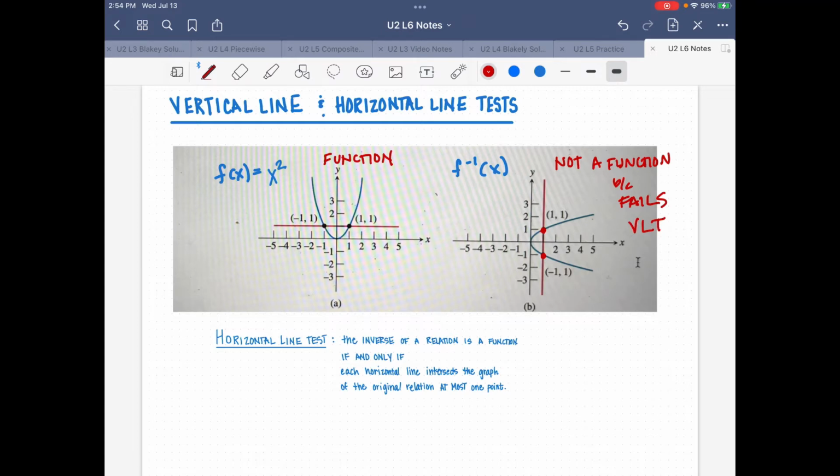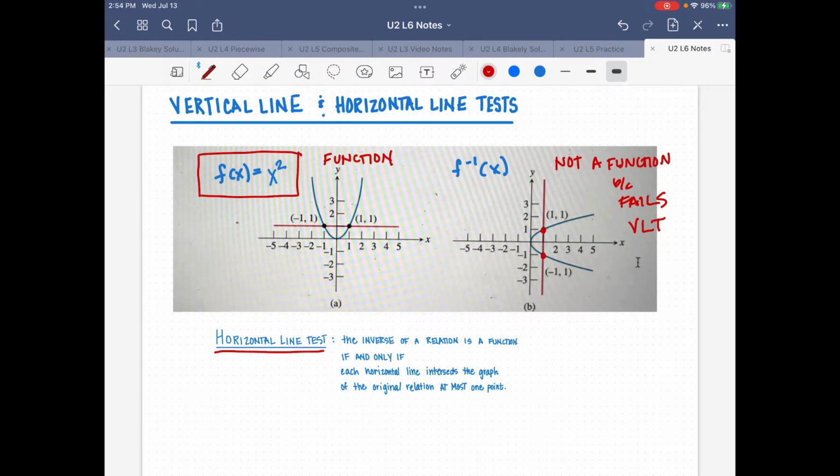So often we're going to want you to be able to look at an equation and determine, is it a function? And then determine, is its inverse a function? But I don't always want to have to graph it. So they have something called a horizontal test, a horizontal line test.